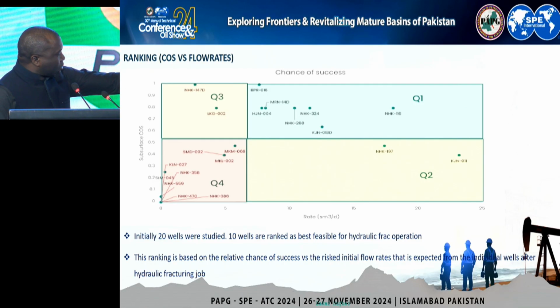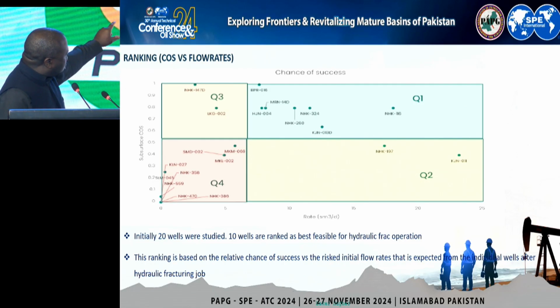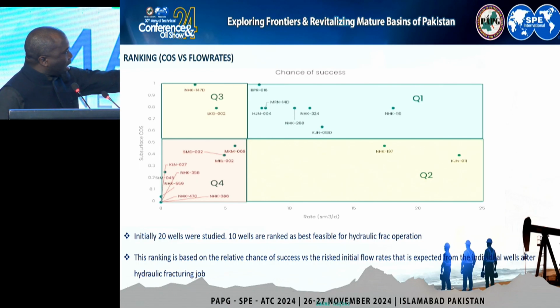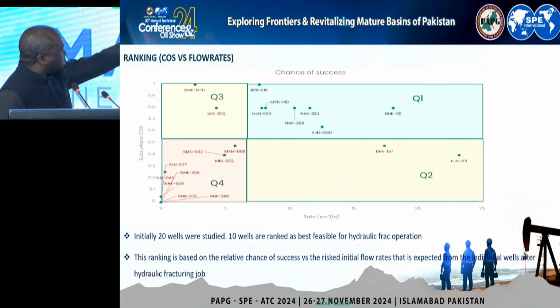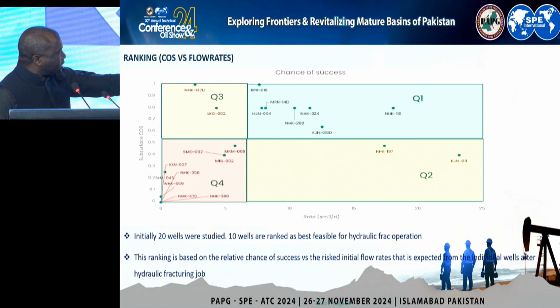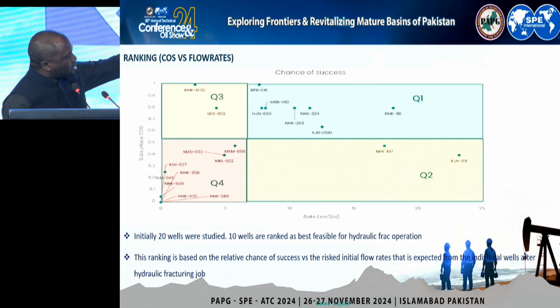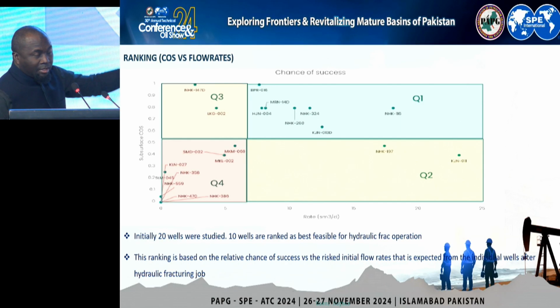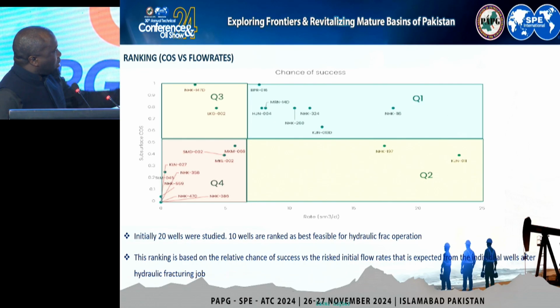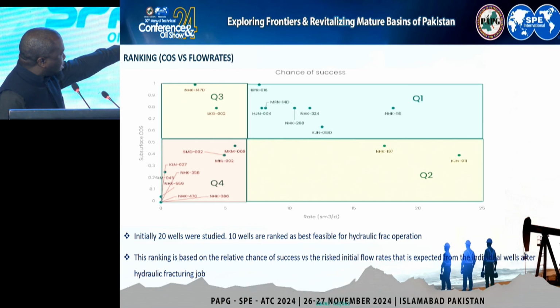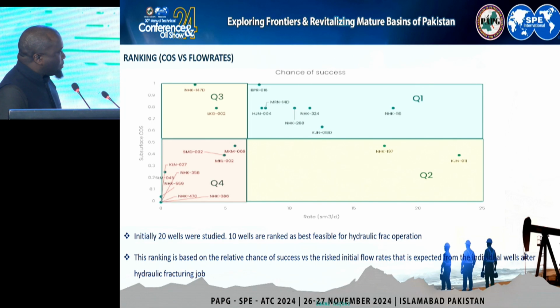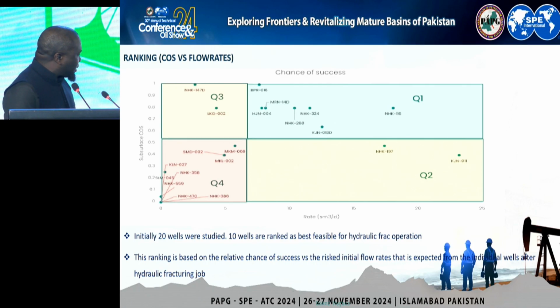The rate is plotted against COS. So you have the highest section for your COS and your rate. That's why majority of the best wells are located in that quarter. So you pick the Q2. The Q3 is next, so 7, 2, and maybe pick one well from the Q3, making them 10 wells. So 10 best wells were selected.